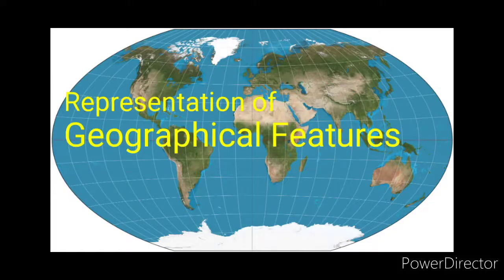Today we will start with the first chapter in geography, which is representation of geographical features. So to begin with, what are geographical features? Geographical features are naturally created features of Earth. That means they tell you whether a particular area or region is a desert region, a beach, a mountainous region, a hilly region, or a sloping region. Those are geographical features. And representation means how do we show them.